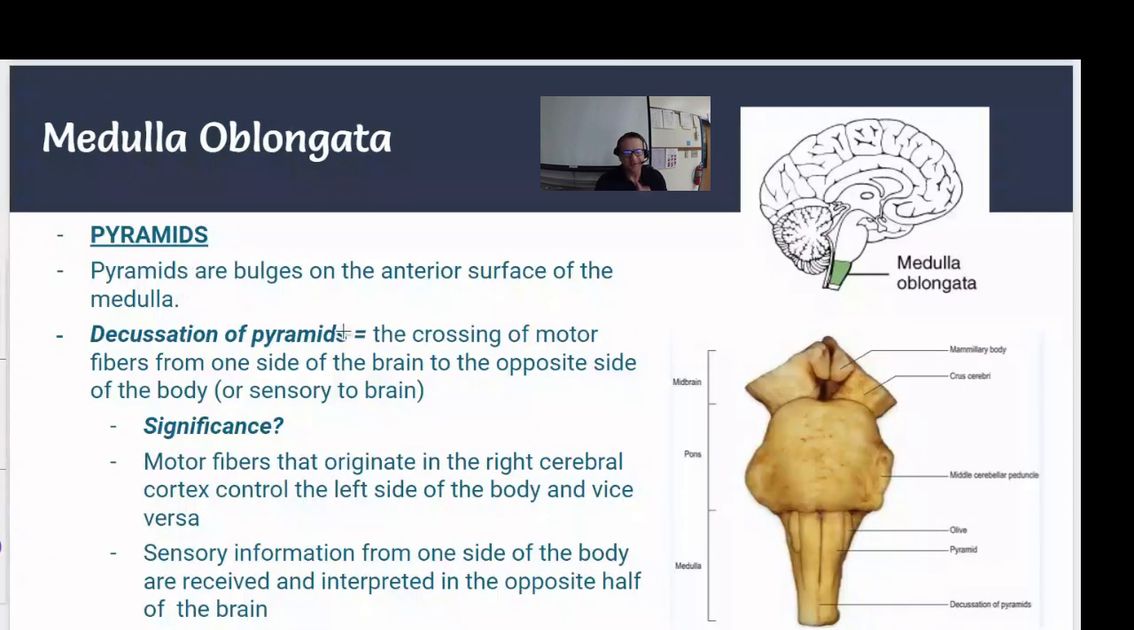All right, so now the pyramids and the decussation of the pyramids. Up here you have the midbrain, the bulge right here is the pons, and down here we've got the medulla. The pyramids are these bulges you can see right here and right here. These are the pyramids within the medulla. Decussation means to cross over. So you have motor tracts, coming from the right primary motor cortex, coming down.